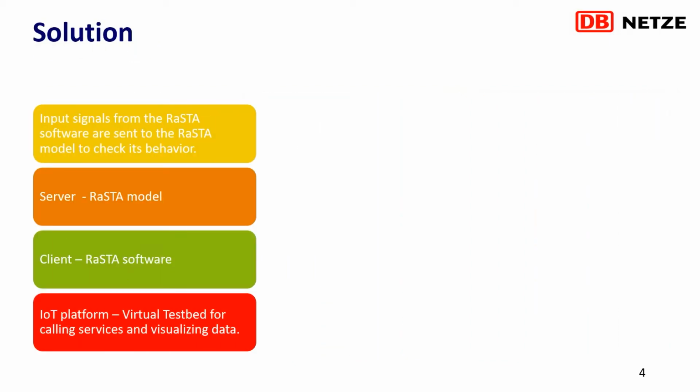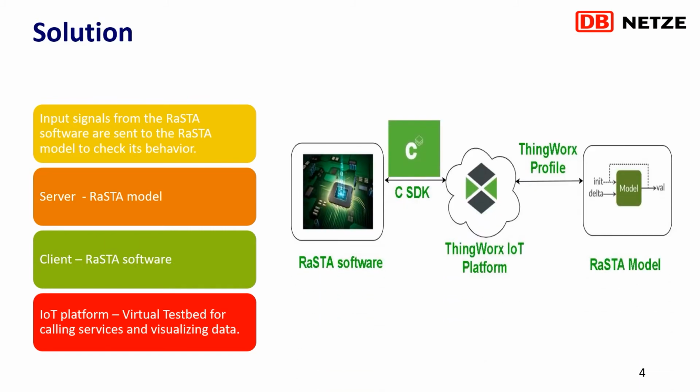This is the solution to the problem definition. An IoT platform is used to implement a virtual testbed. The RaSTA software sends input into the RaSTA model using an IoT platform. The IoT platform is used for calling services and visualizing data. It is like a software in the loop, with the RaSTA model as the system under test and the software as the plant model.